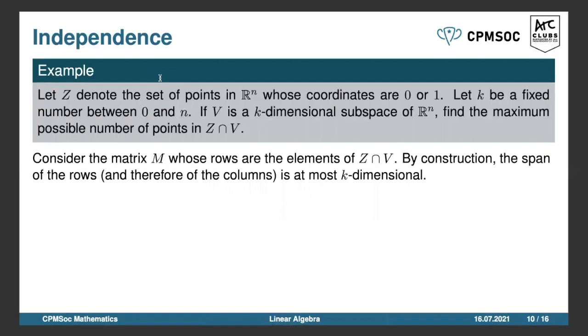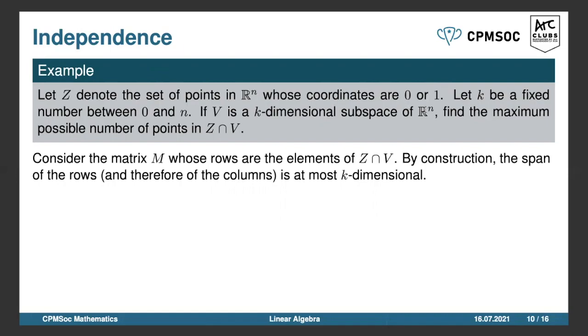And one way you might want to apply this is, in this question where we're looking at this special subset of R to the n where the coordinates are 0 or 1, and Z is not a subspace, because certainly if you add vectors whose coordinates are 1 together, you won't necessarily get vectors whose coordinates are 0 or 1.